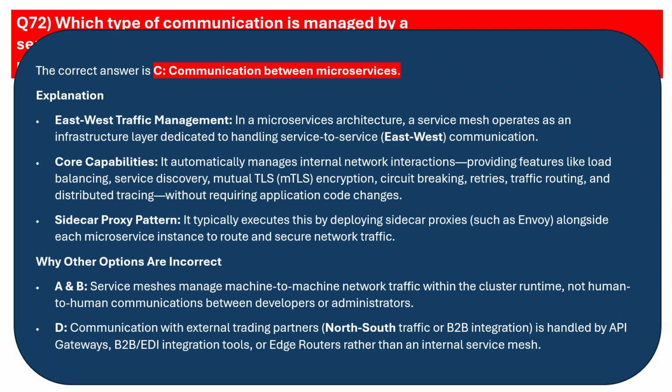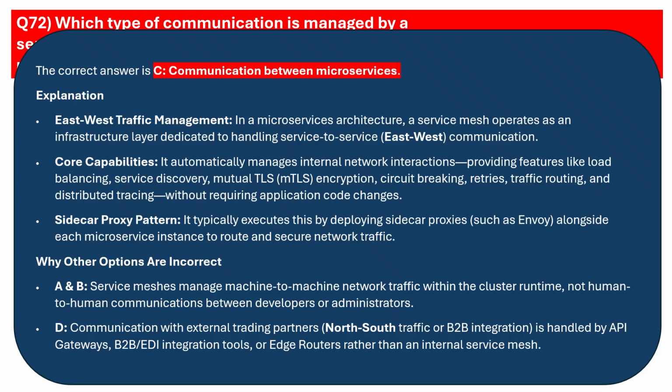The correct answer is C. Communication between microservices. Explanation. East-west traffic management. In a microservices architecture, a service mesh operates as an infrastructure layer dedicated to handling service-to-service, east-west communication. Core capabilities: it automatically manages internal network interactions, providing features like load balancing, service discovery, mutual TLS (mTLS) encryption, circuit breaking, retries, traffic routing and distributed tracing without requiring application code changes.